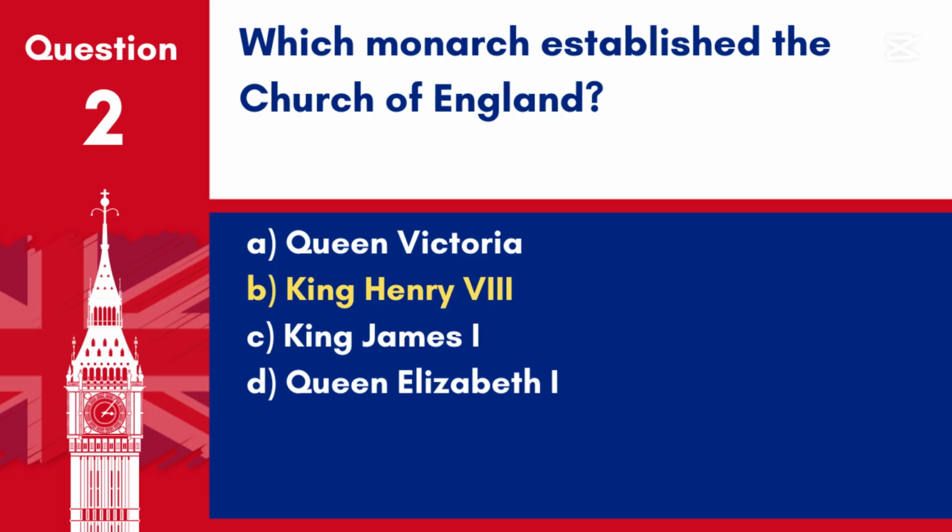Answer. B. King Henry VIII. The Church of England was established by King Henry VIII in 1534 after his break with the Roman Catholic Church, primarily over issues regarding his marriage.